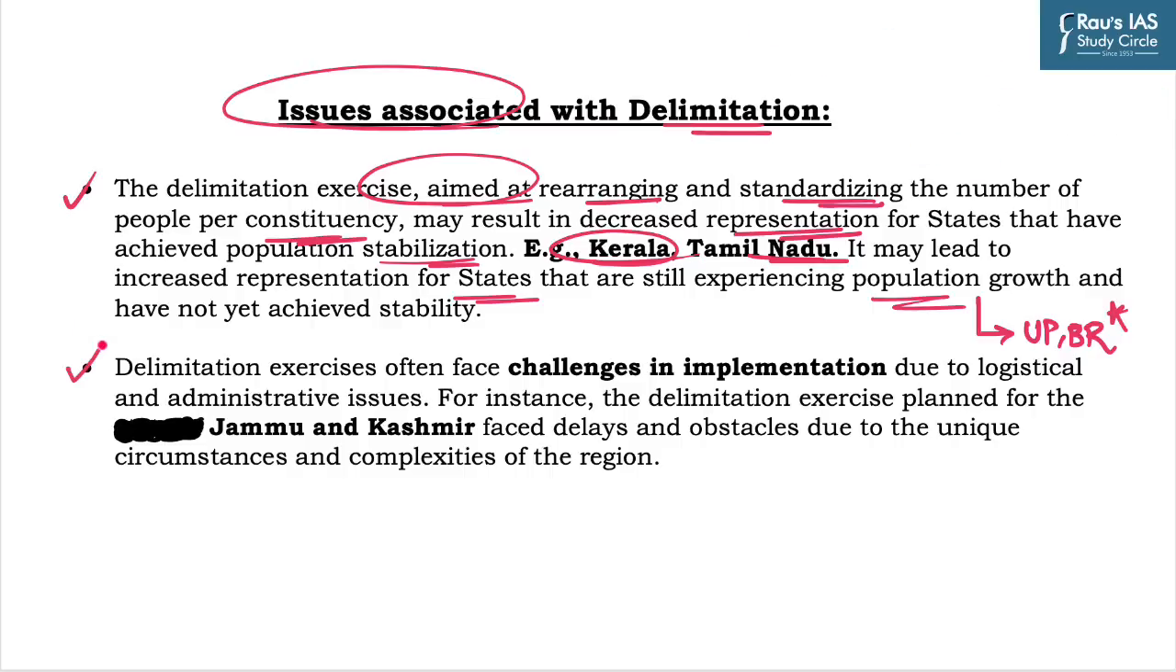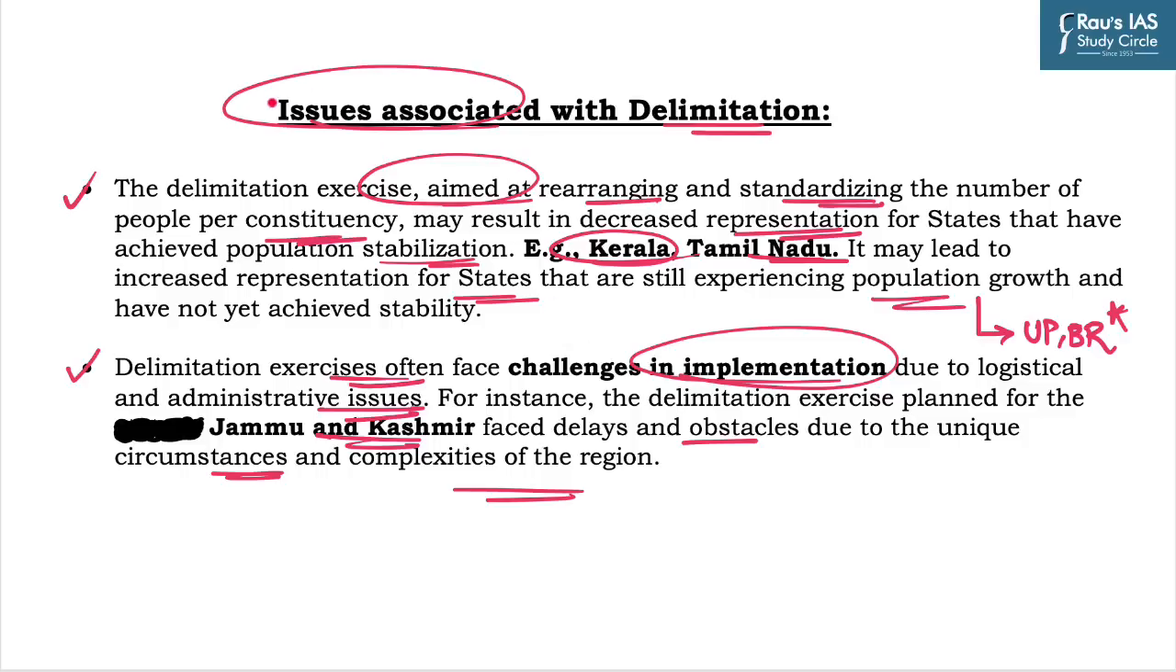The second one is related to administrative and logistics issues. Delimitation exercise often faces challenges in implementation due to logistics and administrative issues. And the best example in this regard is Jammu and Kashmir, as the delimitation exercise is facing delays and obstacles due to the unique circumstances and complexities of the region.